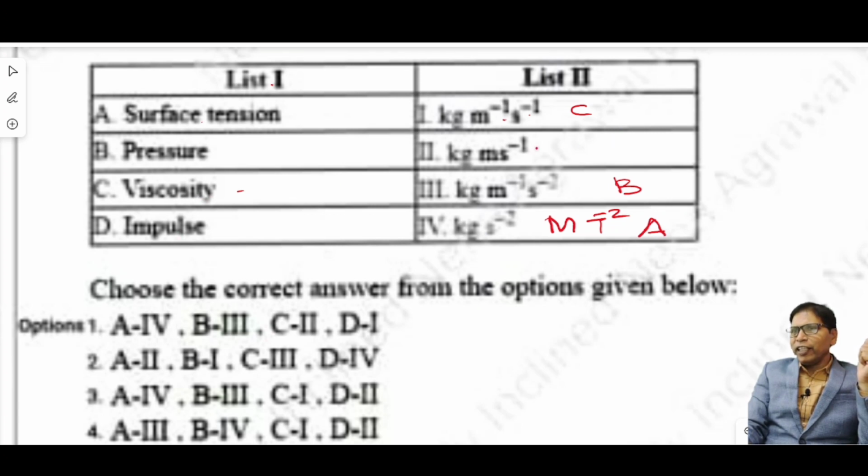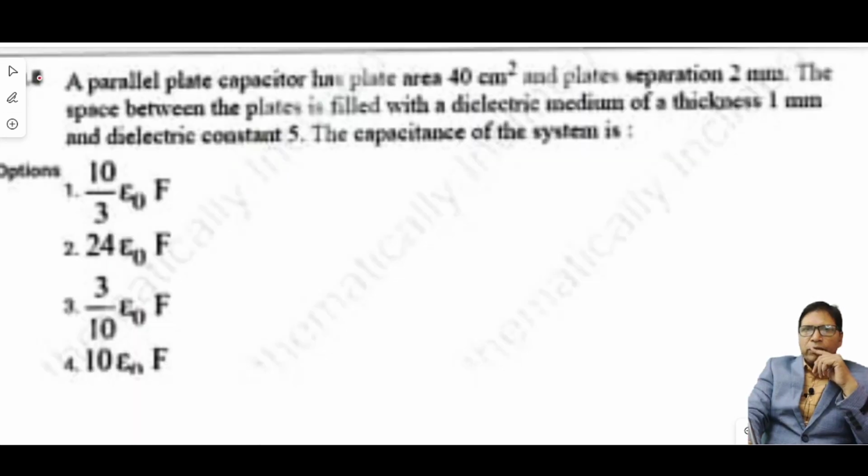And impulse is kg meter per second. So this is D. Therefore, A4, B3, C1. Now C1 is option 3, correct. Okay, understood. Next. Now question number 8.